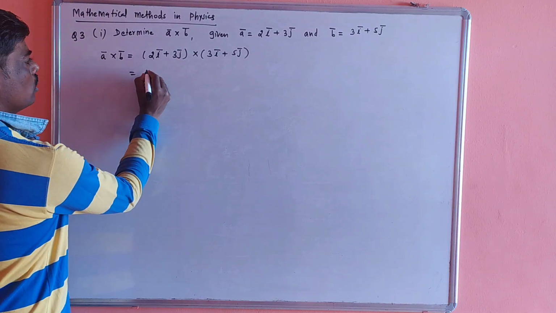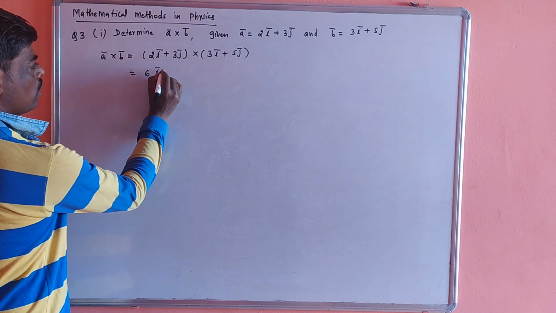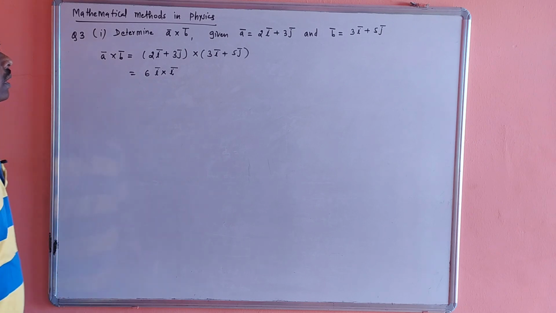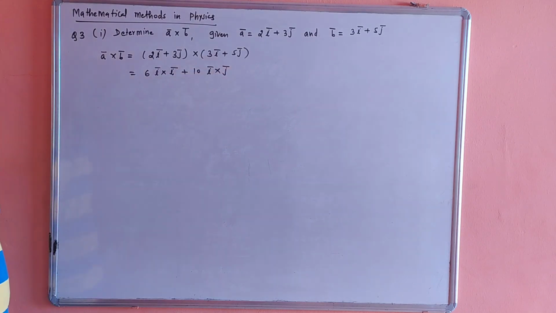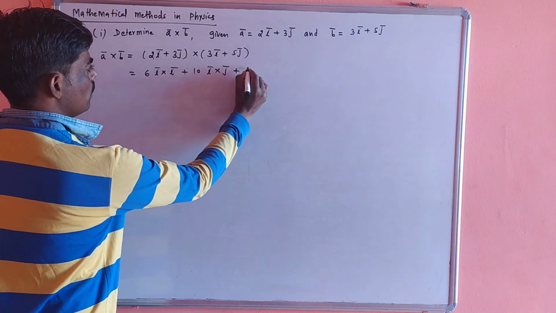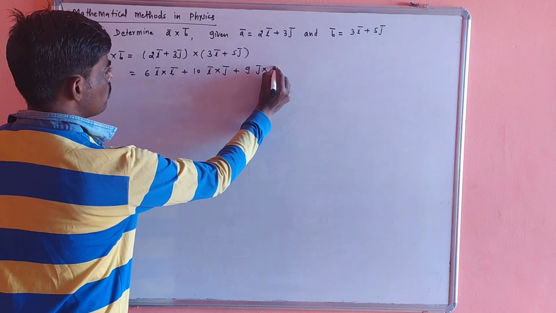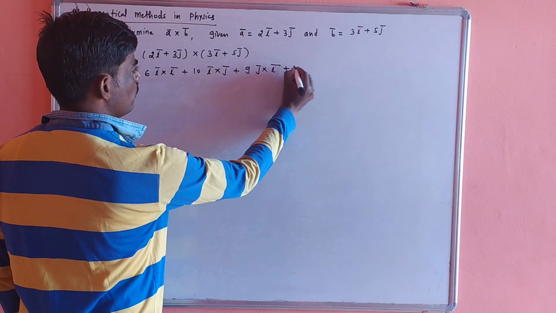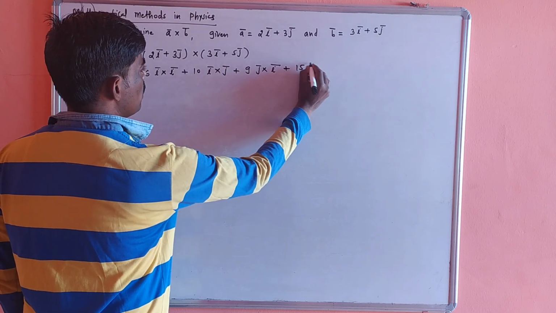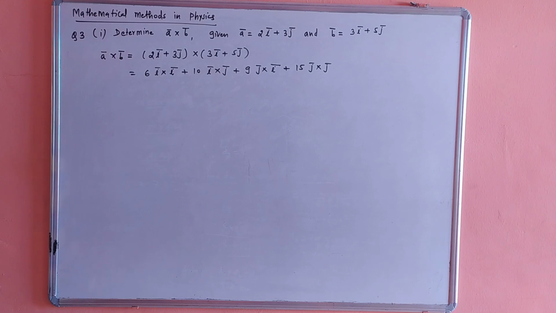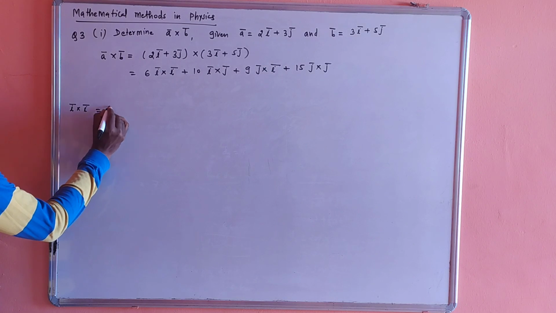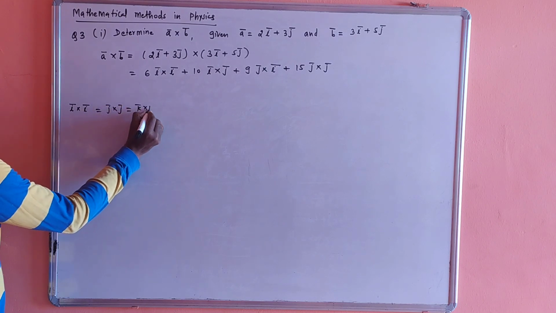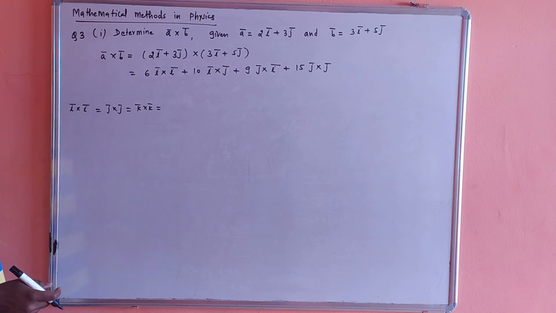What do we get? 6 i cross i, then plus 10 i cross j, plus 9 j cross i and 15 j cross j. So remember here, what is the hint of this problem? i cross i, j cross j and k cross k. All these vector products, means vector product of a vector with itself, it is always 0.